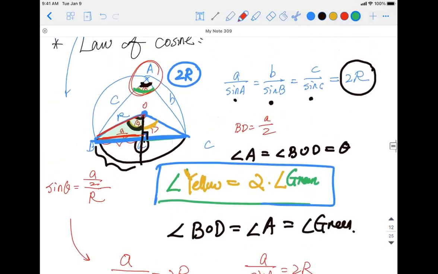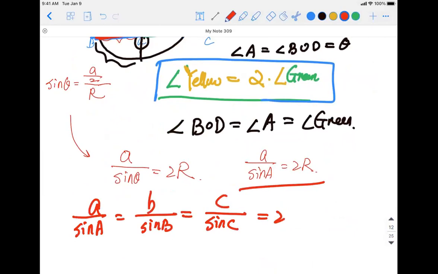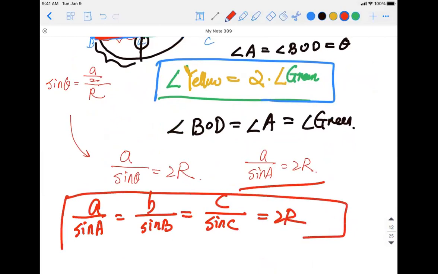If you do the same thing for A over sine A, this is A, over sine A. You can do the same thing for B over sine B and C over sine C, right? Everything will be equal to 2R. So A over sine A, B over sine B, C over sine C, they will all be equal to 2R. Is that right? This is quite understandable, right?